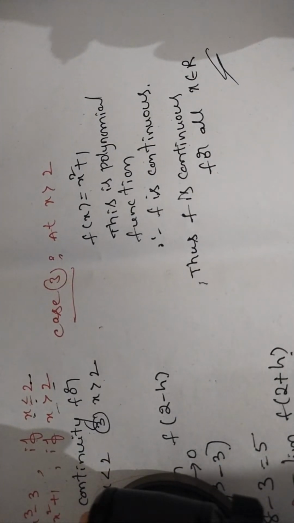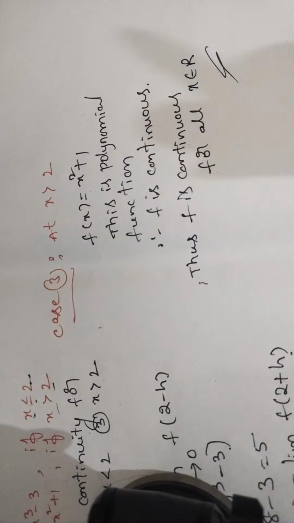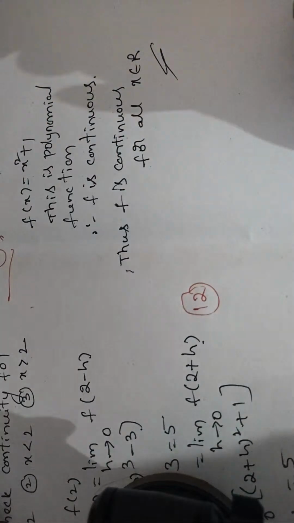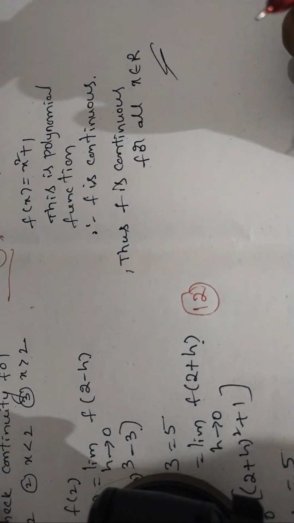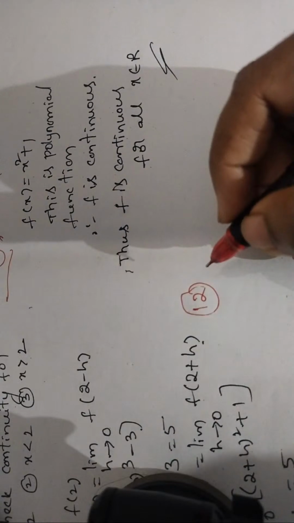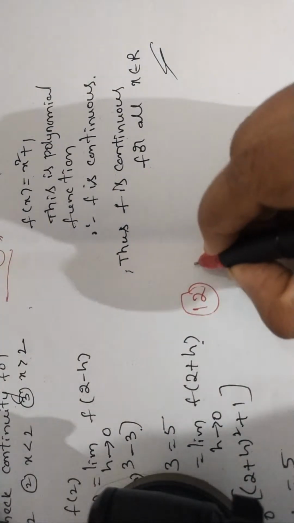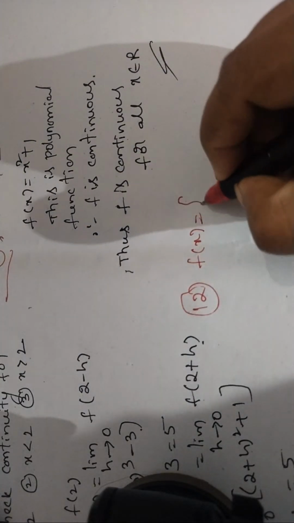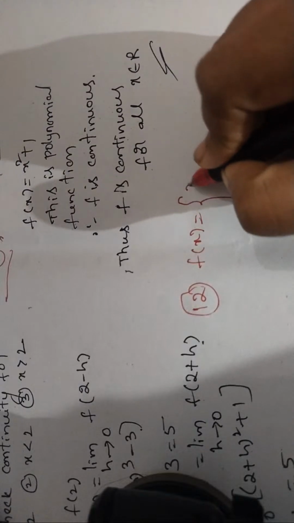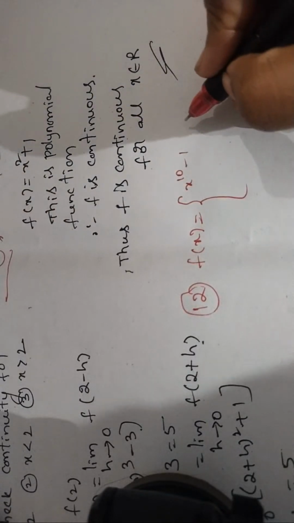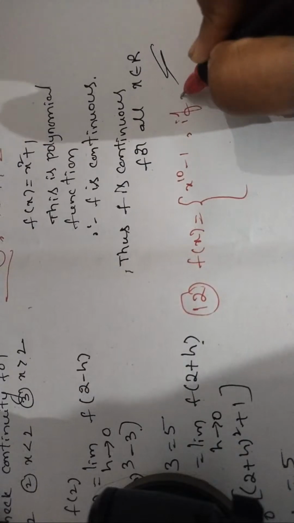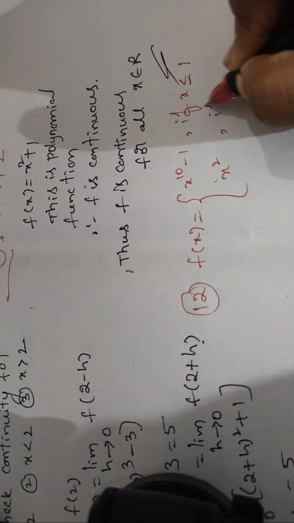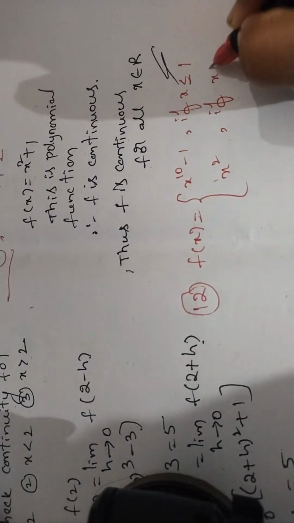Next, go for the 12th question. The 12th question is, find the discontinuity of the function. We need to find the discontinuity of the function. f is defined by, they gave the function, f of x is equal to x power 10 minus 1 if x less than or equal to 1. Next, x square if x greater than 1.